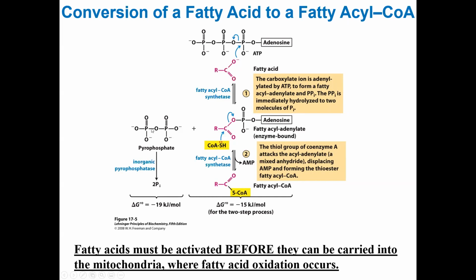Hydrolysis of pyrophosphate to 2 inorganic phosphate, 2 Pi, is a thermodynamically favorable process. That's why delta G is shown here for that step, standard minus 19 kilojoule per mole. And there is an enzyme that catalyzes the hydrolysis of pyrophosphate. It's called inorganic pyrophosphatase. And so 19 kilojoule will come from the hydrolysis of pyrophosphate. That's one major driving force for this reaction. And so for steps 1 and 2, delta G standard is about minus 15 kilojoule per mole.